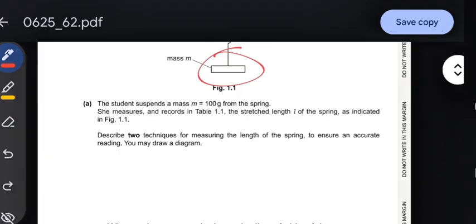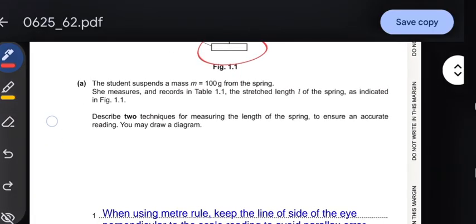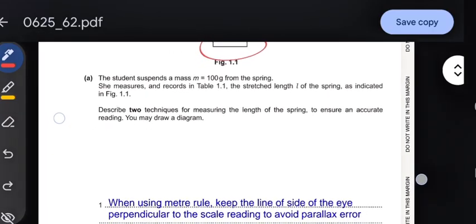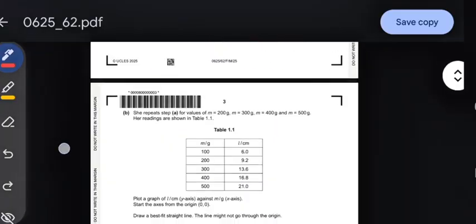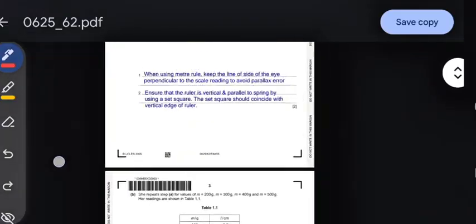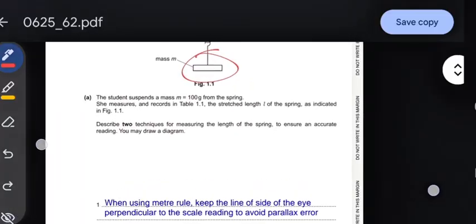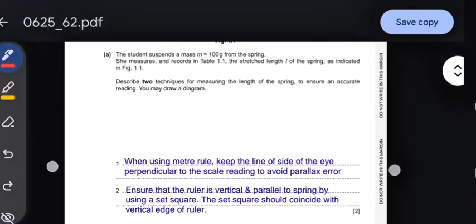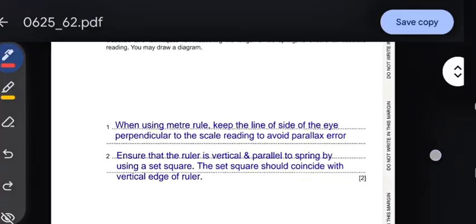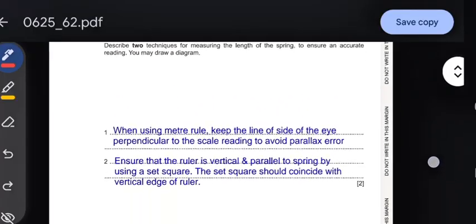So the student suspends a mass of 100 grams from the spring. She measures and records in table 1.1 the stretch length. Where is table 1.1? Okay, here we have table 1.1. The stretch length of the spring as indicated in figure 1.1. Describe two techniques for measuring the length of the spring to ensure an accurate reading. You may draw a diagram.